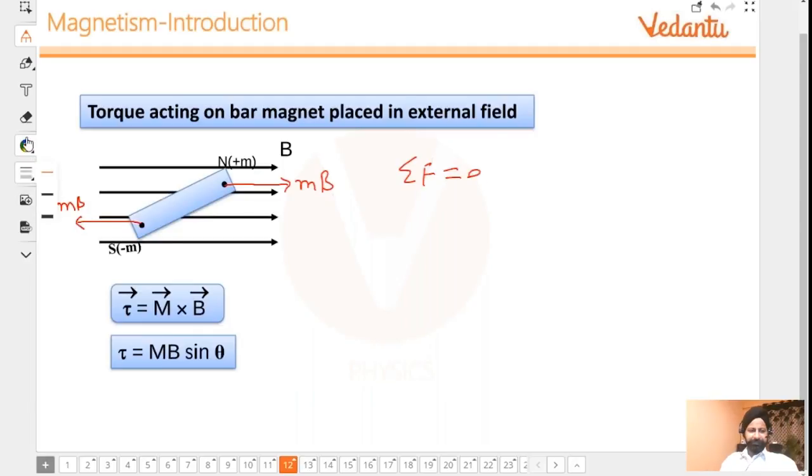Now, if this was the center of the magnet, and this was theta, so the torque here is MB, this is L sine theta, L sine theta, right? And then times two, because this one also has an equal torque in the same direction, right? So this becomes 2ML, which can be taken as the magnetic dipole moment. So MB sine theta, right?